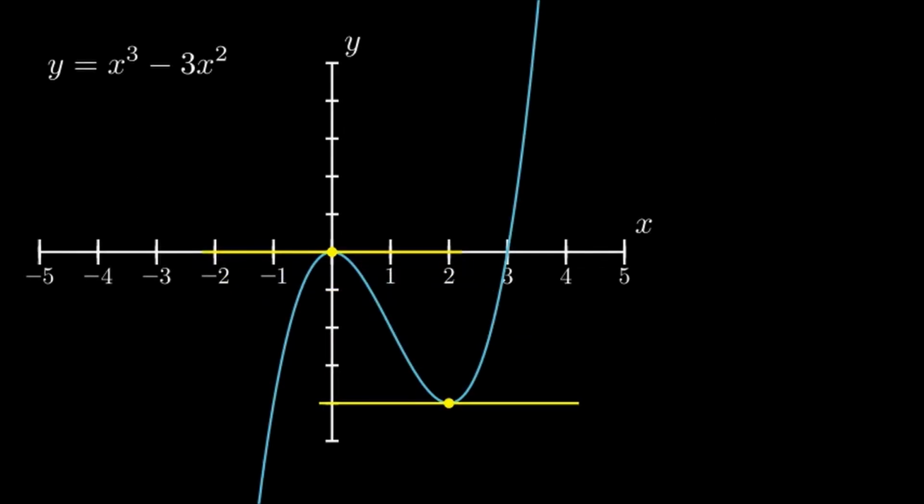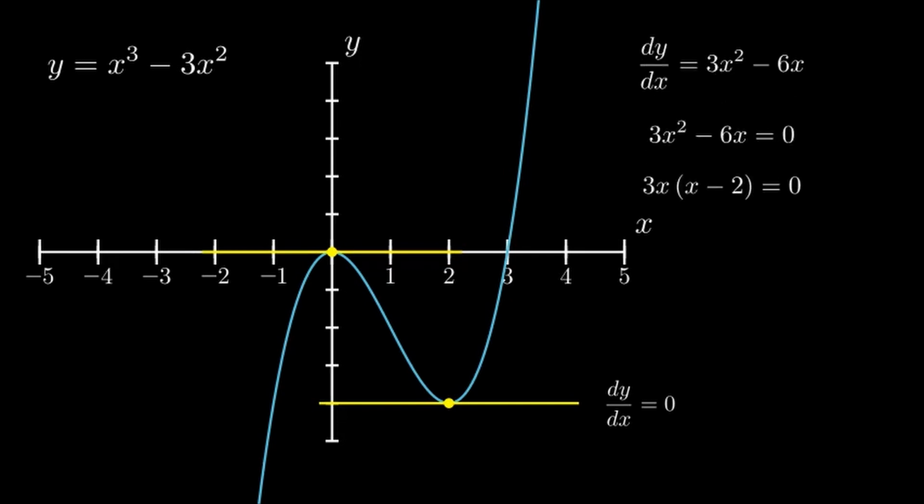First, let's draw tangent lines at these 2 points. We can see that the tangent lines are horizontal, therefore the derivative there will be 0. So in order to find the critical numbers, we only need to know where on the graph the first derivative is 0. So let's first take the derivative of the function and set it equal to 0. And we can find the same answer. The critical numbers are 0 and 2.